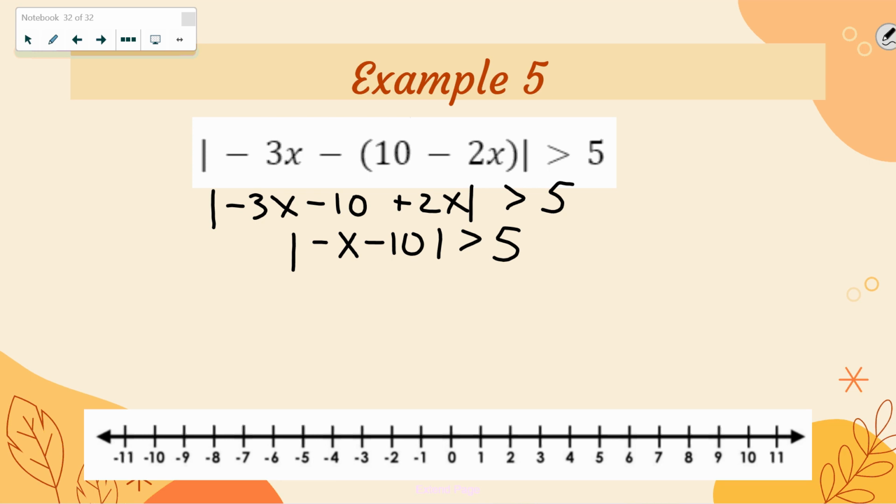Alright, everybody, you should end up with the absolute value of negative x minus 10 is greater than 5. So when you're here, what are we ready to do next?